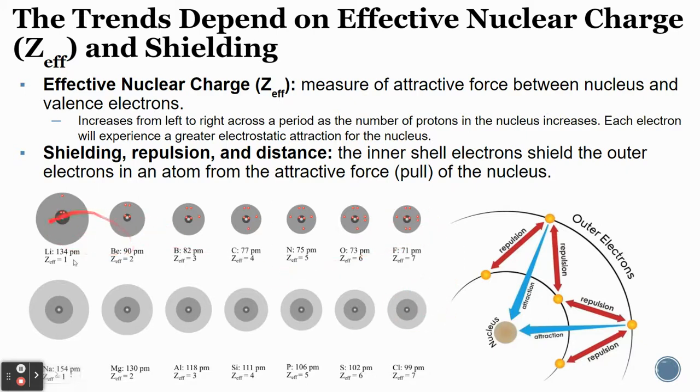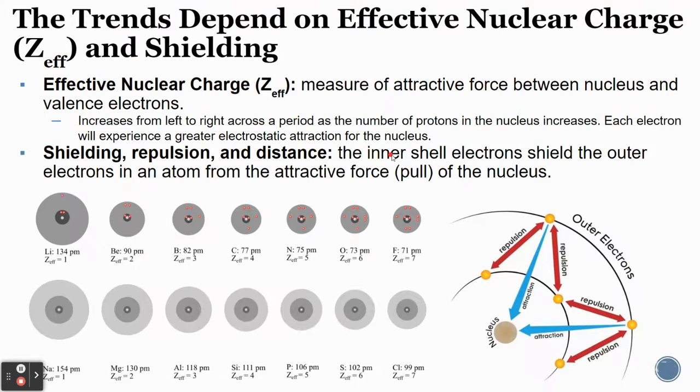So essentially, usually when you're looking at trends within a period from left to right, you can look mostly at the effective nuclear charge. But when you're looking at trends going top to bottom, you're looking not so much at effective nuclear charge, but more so the shielding, repulsion, and distance. Because really, what's changing from top to bottom is the number of shells. Whereas in a period, in a row, you're not changing the number of shells. You're just changing the number of protons without changing the shell number.